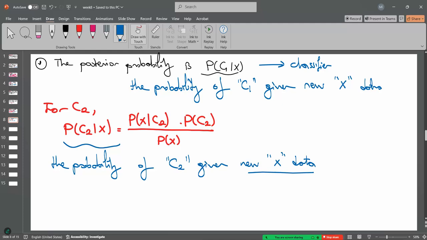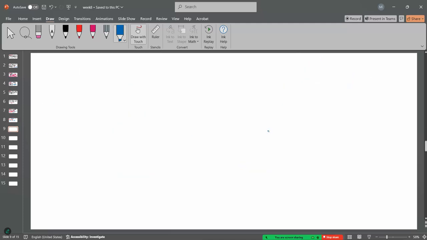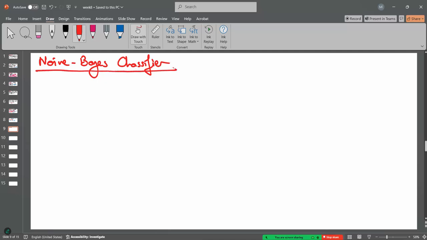Okay. In the literature, we have some important classifiers. It's simple but highly effective. Naive Bayes classifier, based on the Bayesian theorem, guys. Okay?